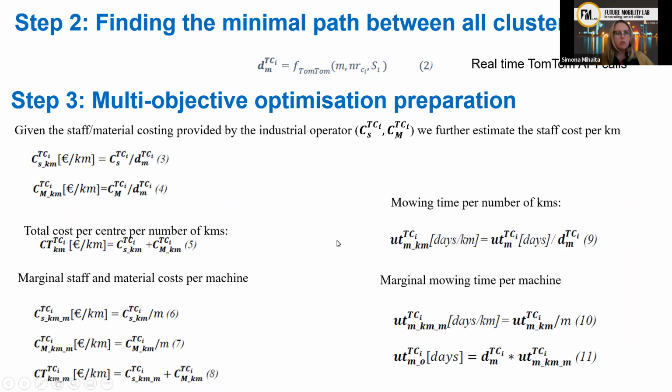And this is very similar to the cost calculation, which allowed us to estimate the marginal mowing times as well, which is just dividing the mowing time per kilometer by the number of machines. So now that we have marginal cost per kilometer per machine, and utility time per kilometer per machine, it was very simple for us to formulate the objective function.